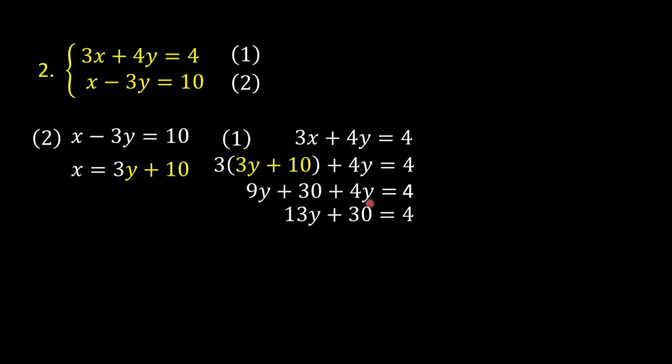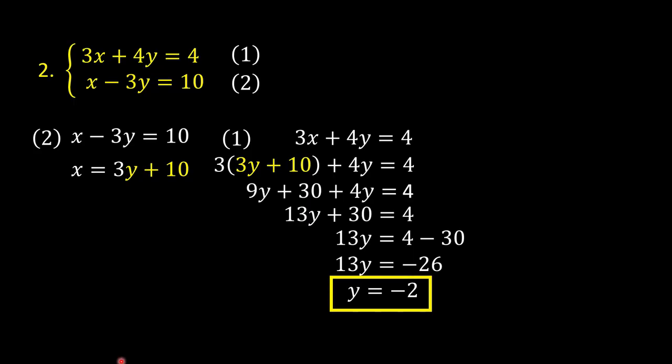We transpose positive 30 to the other side. We change its sign from positive to negative. So we have now 13y is equal to 4 minus 30. We have now 13y is equal to negative 26. To solve for y, we divide the left side and the right side of the equation by 13. And we get y is equal to negative 2.